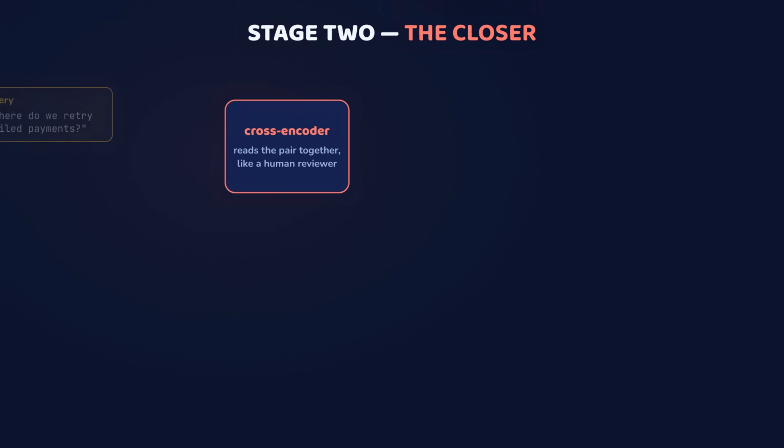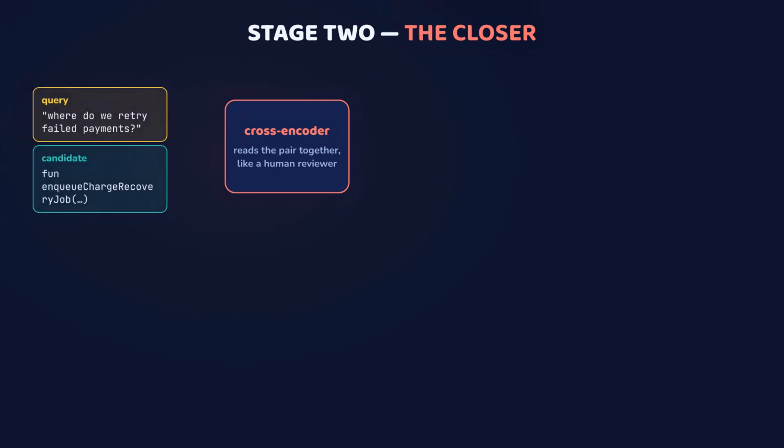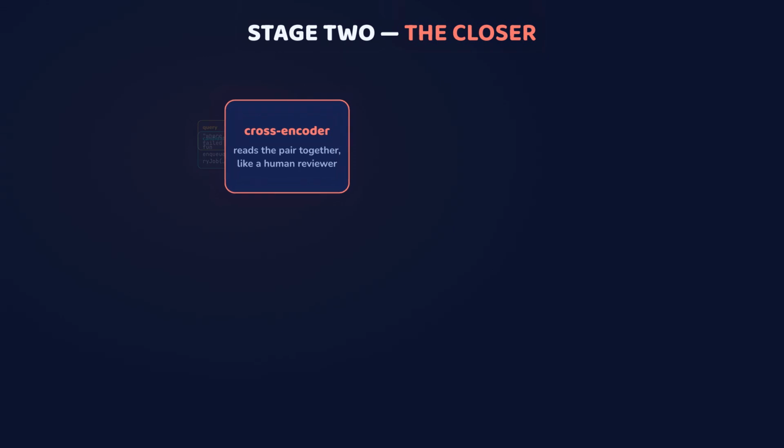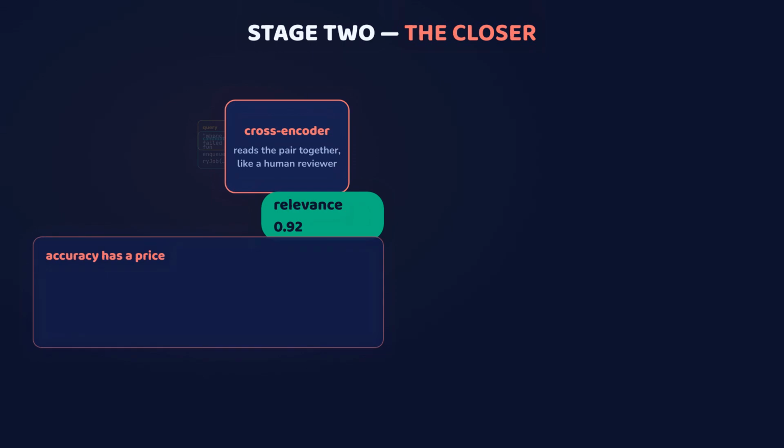Stage 2 is a cross-encoder, a model that actually reads the query and each candidate together, like a human reviewer, and scores the pair. It's the most accurate judge we have, and the most expensive. At 10 milliseconds per candidate, scoring 200 costs 2 full seconds. So you only show it the top 50.